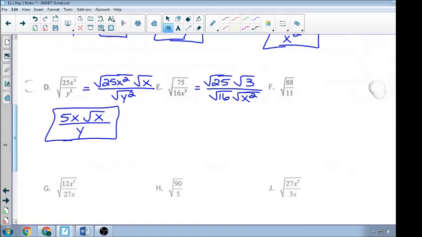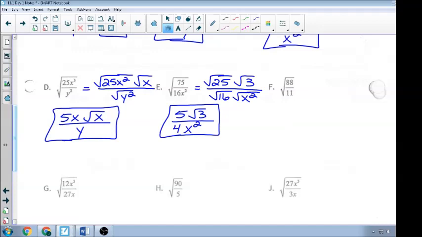Okay. So then we'll look at our numerator. The square root of 25 is 5. The square root of 3 stays root 3. The square root of 16 for our denominator is 4. The square root of x squared is x. Okay.